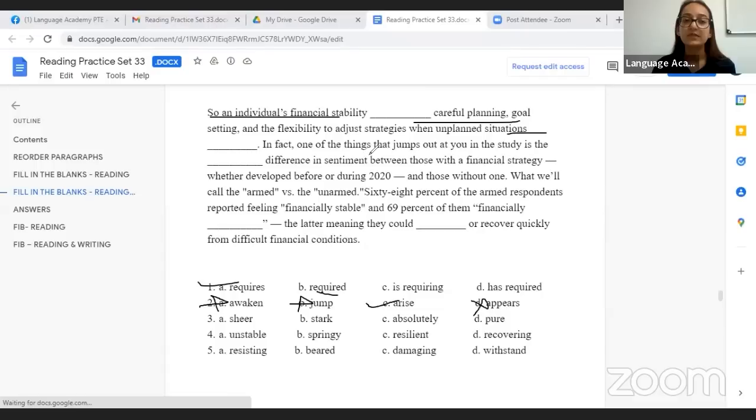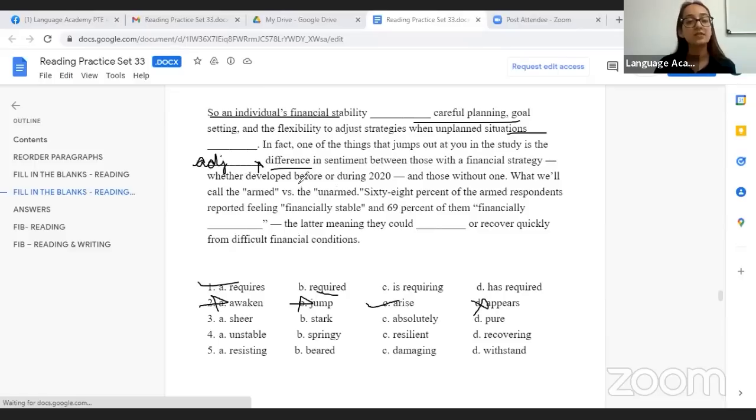In fact, one of the things that jumps out at you in the study is the dash difference in the sentiment between those with a financial strategy. So when you read the sentence without the blank, it was complete: in the study is the difference in sentiment. So whenever the sentence is complete and after the blank we have a noun, we always put an adjective in this case, meaning what type of difference.